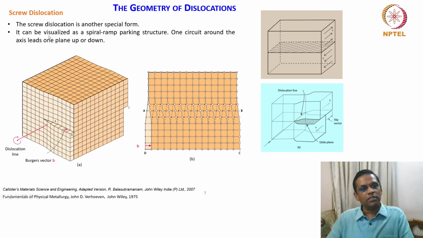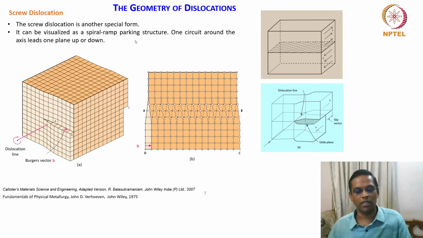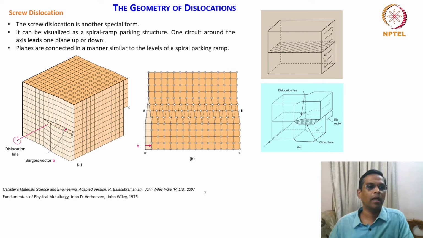So screw dislocations can be visualized as a spiral ramp parking structure. It is an analogy: you can think of it as a huge parking structure. One circuit around the axis leads to one plane up or down, whether it is a positive screw or a negative screw, right? Planes are connected in a manner similar to the levels of a spiral parking ramp.